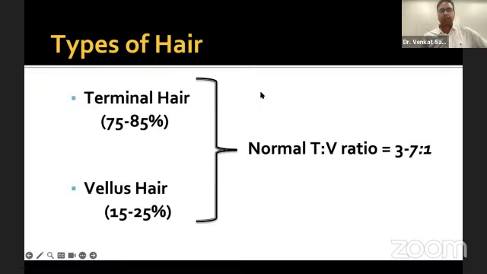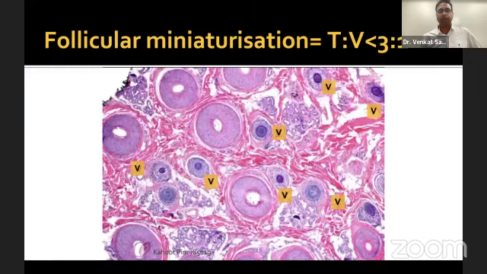So let's see the types of hair. Terminal hairs account for 75 to 85% of hair. Vellus hairs 15 to 25. So normal terminal to vellus hair ratio is 3:1 or more. Okay, so 3:1 or more is normal. Follicular miniaturization is a term that we use when the terminal to vellus hair ratio is less than 3:1.